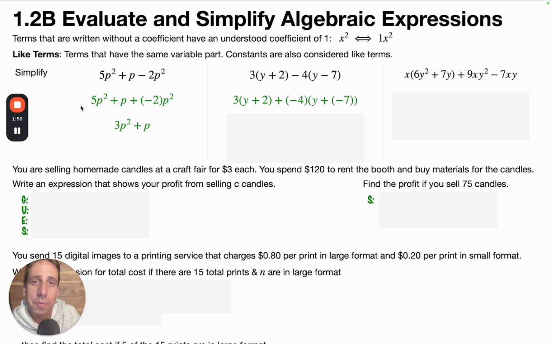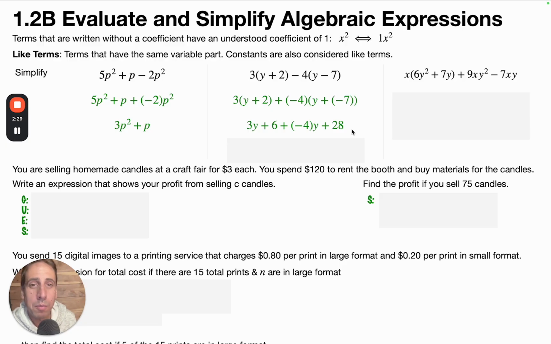All right, next problem. So here you can see just a whole lot of subtraction. I'm going to change the subtraction to the addition of the opposite. So this subtraction, keep everything here, keep, change, flip the 4 to the negative 4. And now when I distribute, it's going to be a little bit easier to think about. So 3 times y plus 2 is 3y plus 6. Remember to multiply the 3 times the y and the 3 times the 2 to get the 6. I'm going to distribute over here also. Negative 4 times y is negative 4y, and negative 4 times negative 7 is positive 28.